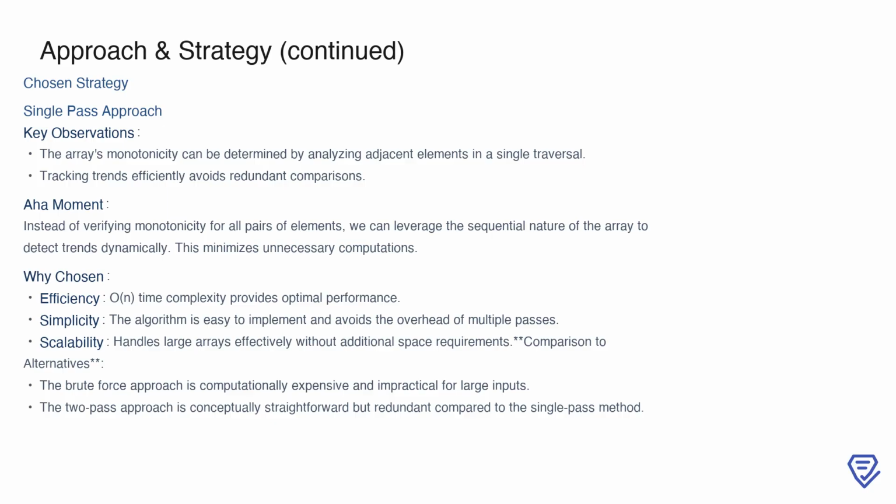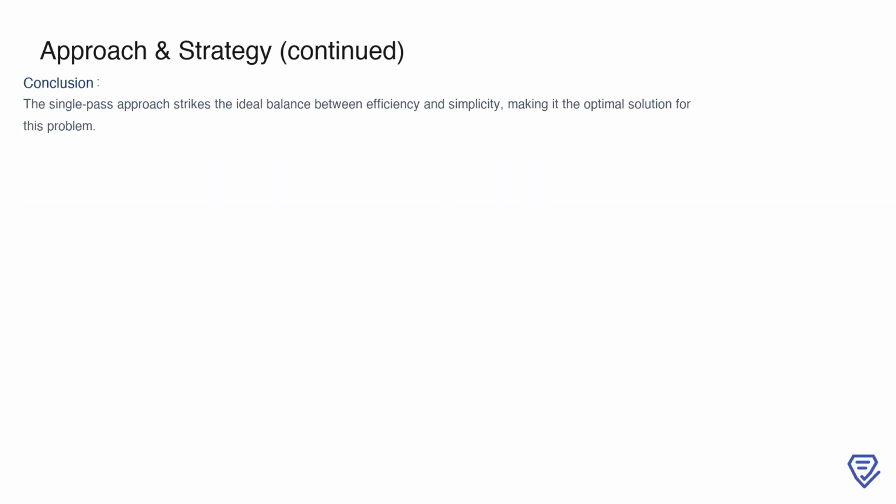This makes the algorithm both efficient and scalable, with a time complexity of O(n) and minimal space requirements. Compared to the brute force approach, which is prohibitively slow for large inputs, the single-pass approach is much faster. While the two-pass method is also linear in time, it involves unnecessary work when monotonicity can be determined earlier in the process. The single-pass approach strikes the perfect balance between simplicity and performance, making it the best choice for solving this problem. In conclusion, the single-pass approach is the clear winner for this problem.